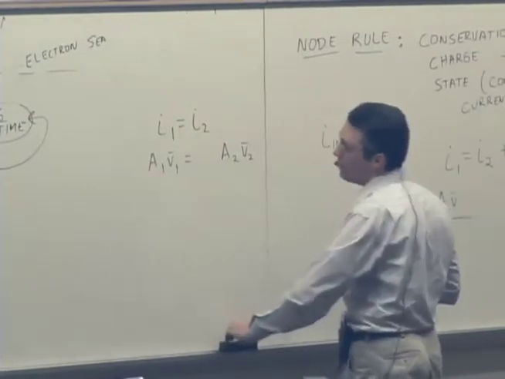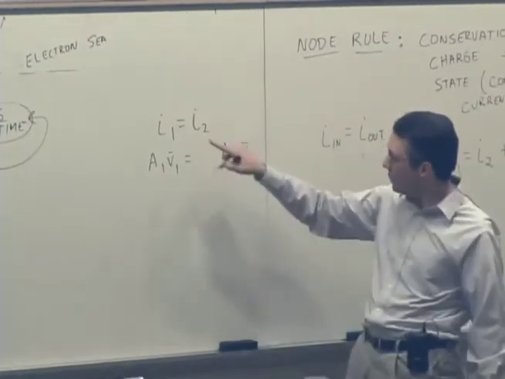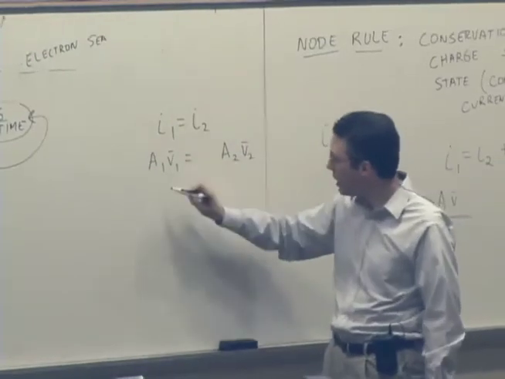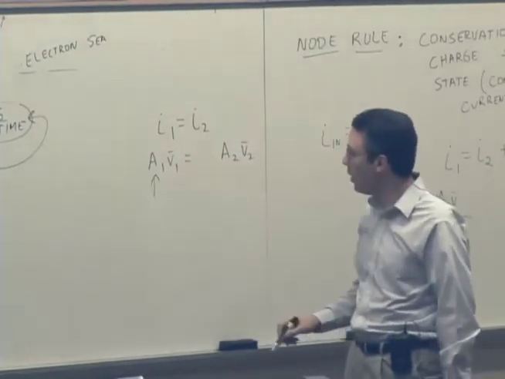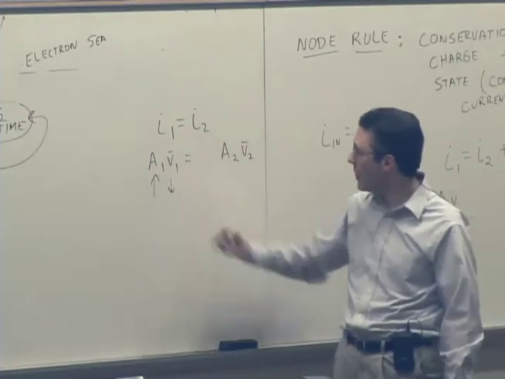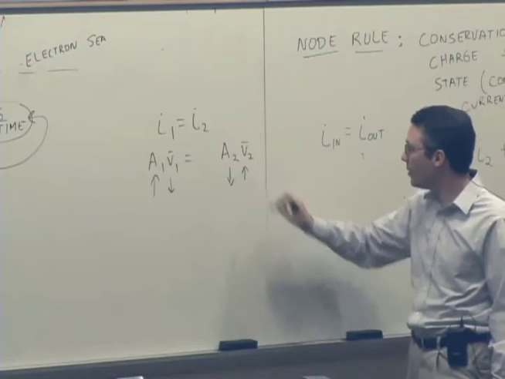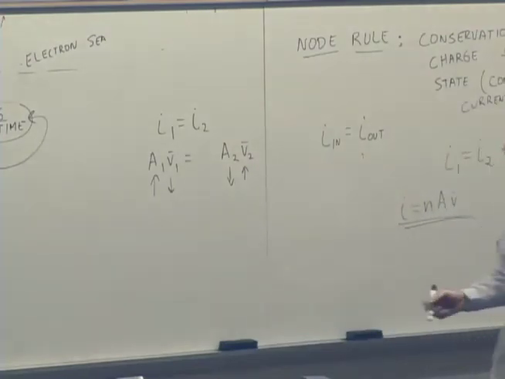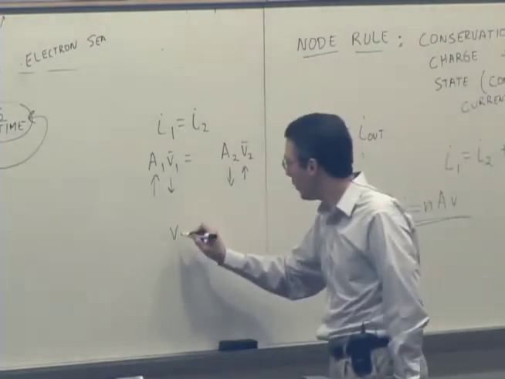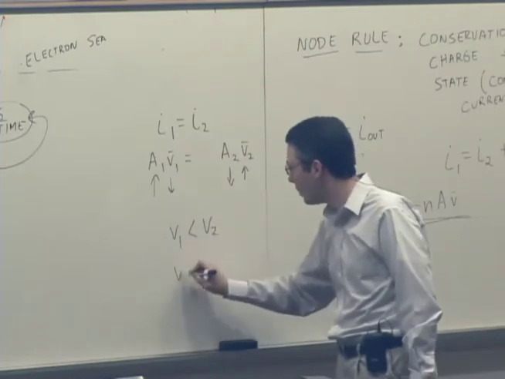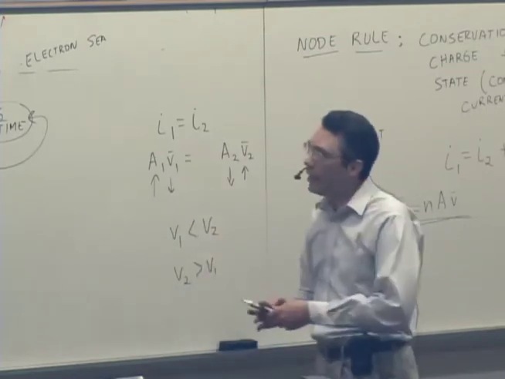But the areas aren't, okay? So we have this inverse relationship, right? If the area of 1 is larger, then its speed has to be smaller. If the area of 2 is smaller, then V2 has to be larger. So V1 is less than V2, or V2 is greater than V1.